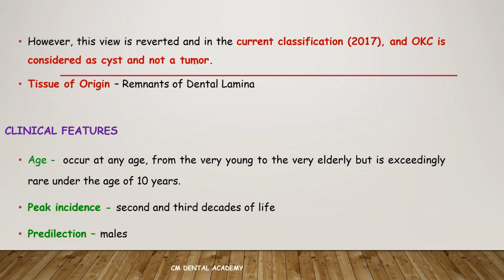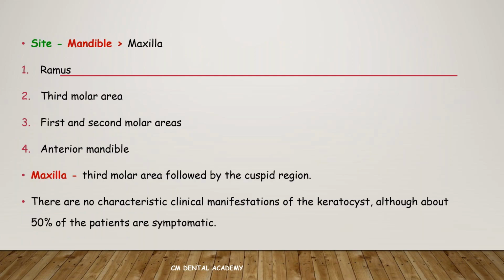So for odontogenic keratocyst, it occurs at any age from the very young to the very elderly, but is exceedingly rare under the age of 10 years. Peak incidence is in the second and third decade of life. It has a male predilection. Most commonly it affects the mandible. In the mandible, the occurrence in descending order is the ramus, third molar area, first and second molar area, then anterior mandible. In the maxilla, it commonly affects the third molar area, followed by the cuspid region.